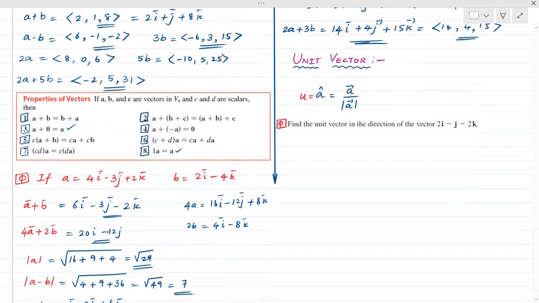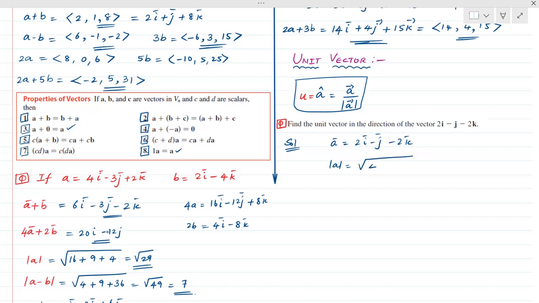Now the last topic of this chapter, we have the unit vector. How will you calculate the unit vector of any vector? It's a very simple rule: the vector over the magnitude of the vector. So here a vector is given, which is 2i minus j minus 2k. And I will calculate the magnitude: 4 plus 1 plus 4, which is equal to root 9, which is equal to 3.